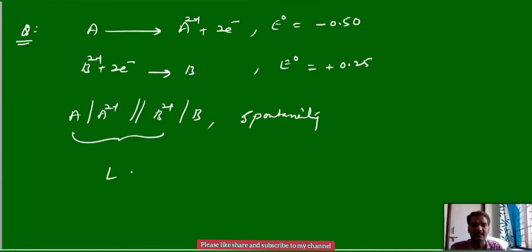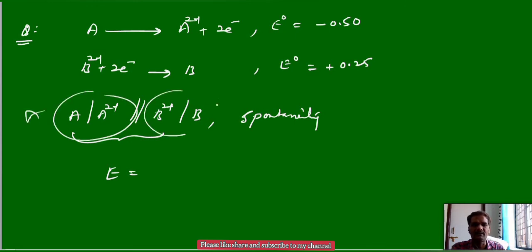First you have to calculate E cell. What is E cell for the given cell? What is the anode here and what is the cathode here? A is the anode and B is the cathode according to the representation. Always on the left side we write the anode and on the right side we write the cathode. So E cathode minus E anode. What is the E cathode? How much? Plus 0.25.